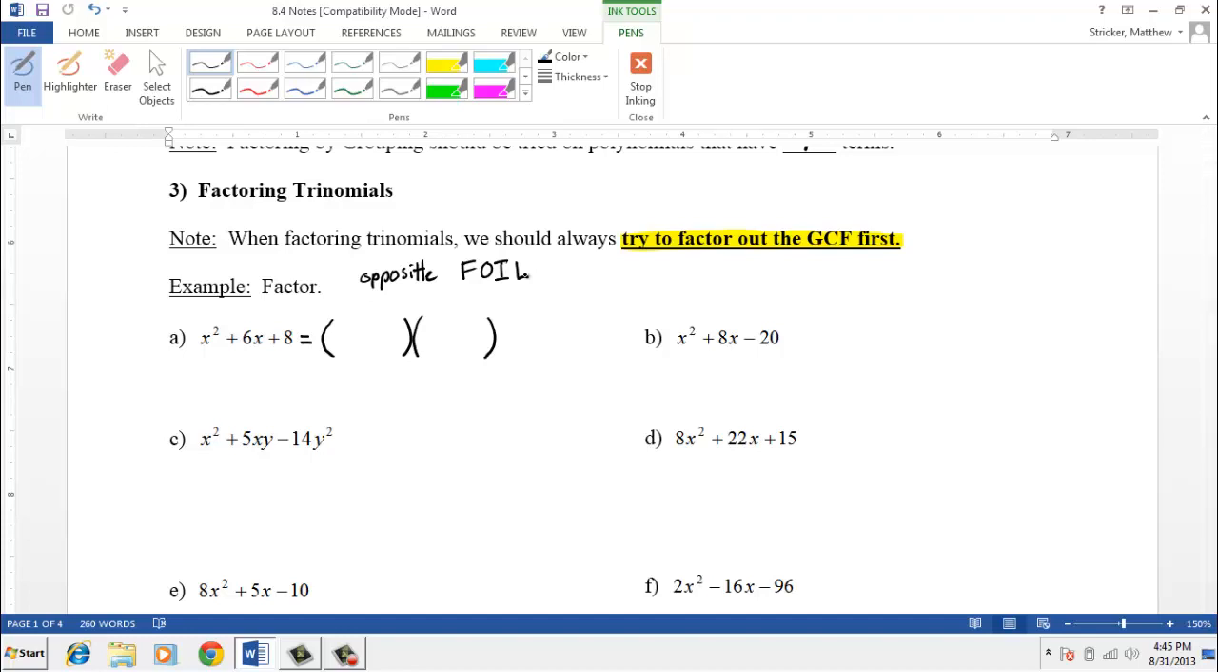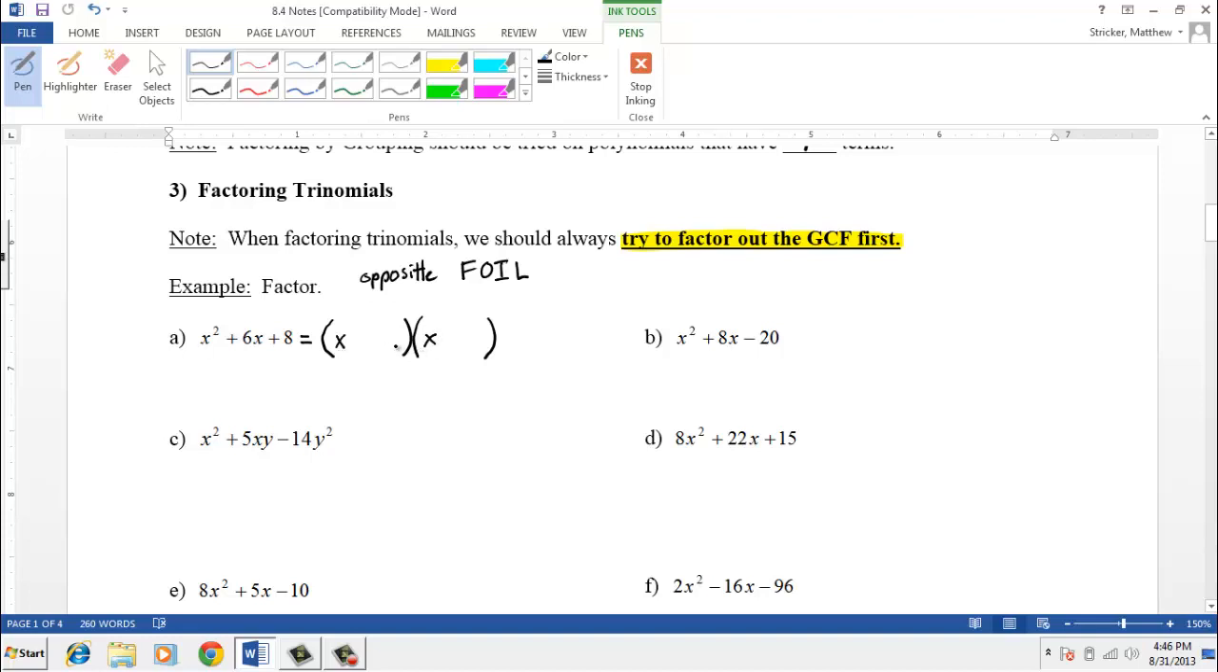opposite of FOIL. When we FOIL, we're multiplying 2 binomials, so it's like 2 terms in parentheses times 2 terms in parentheses. And it usually works out that these first 2 spots are the first part of the multiplication. So we're going to ask ourselves, what times what gives us this first term, x squared? And of course that is going to be x and x. So x times x gives us x squared.